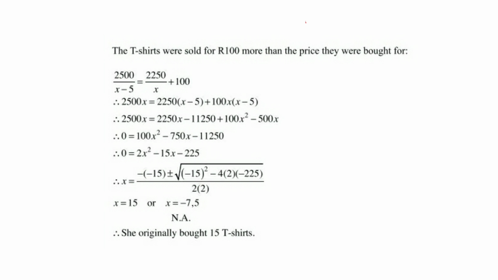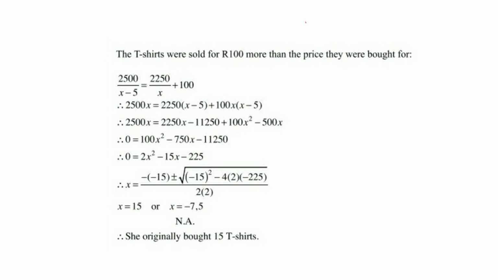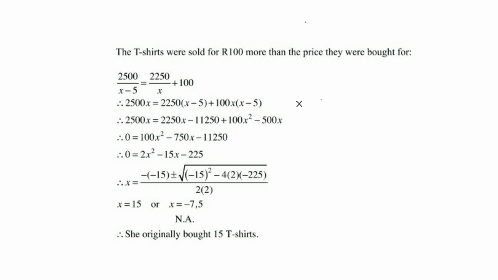Okay, so here is our sum, nicely written out. In the first place, this is where we multiply by the LCM. This is our equation in standard form after we've simplified. Here we divide by 50 to get an easier equation. Here we use the quadratic formula to solve the equation.